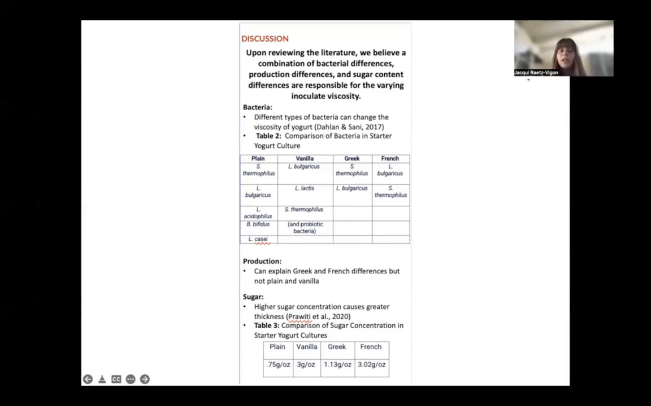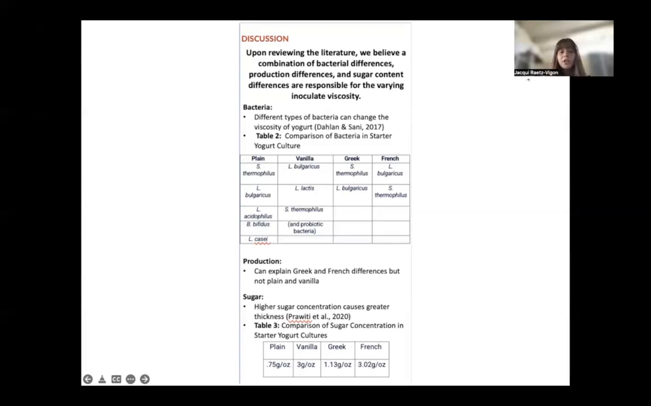One study showed that higher sugar concentration was correlated with a higher viscosity. This seems very valid since the bacteria break down sugar as a source of energy. As implied by the Dahlin study, this breakdown creates lactic acid, which in turn thickens the yogurt, among other things. We analyzed our data, finding the grams of sugar per ounce of yogurt. This accounts for the relatively low viscosity of plain compared to the other yogurts, specifically vanilla.